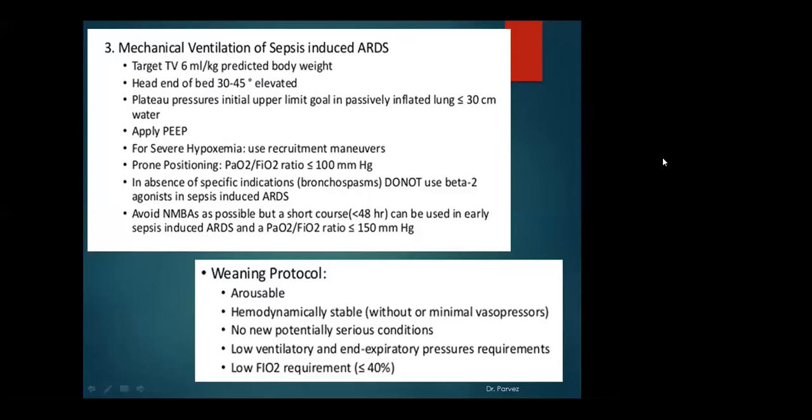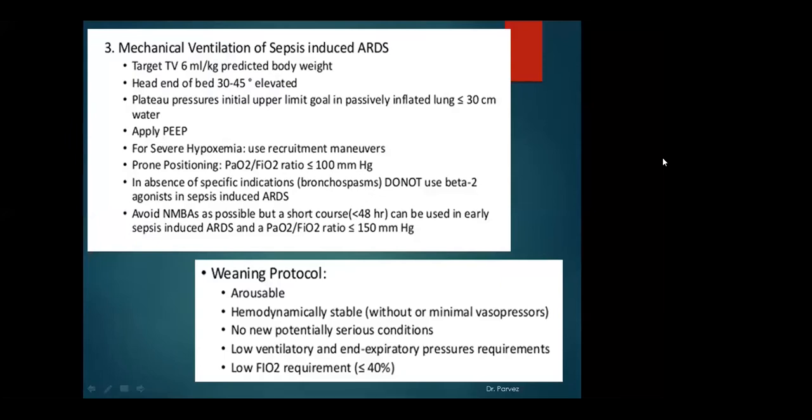And in severe hypoxemia, we can use a proning position if the PF ratio is less than 100, and do not use beta-2 agonist. There was a trial where beta-2 agonist IV was previously used in ARDS patients, but it's not used anymore. And avoid neuromuscular blocking agents initially, within the first 48 hours, if the PF ratio is less than 150.